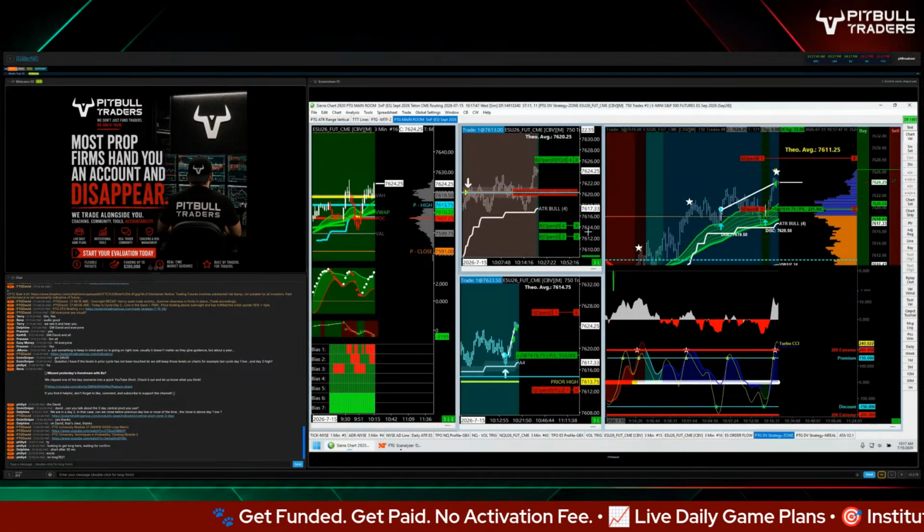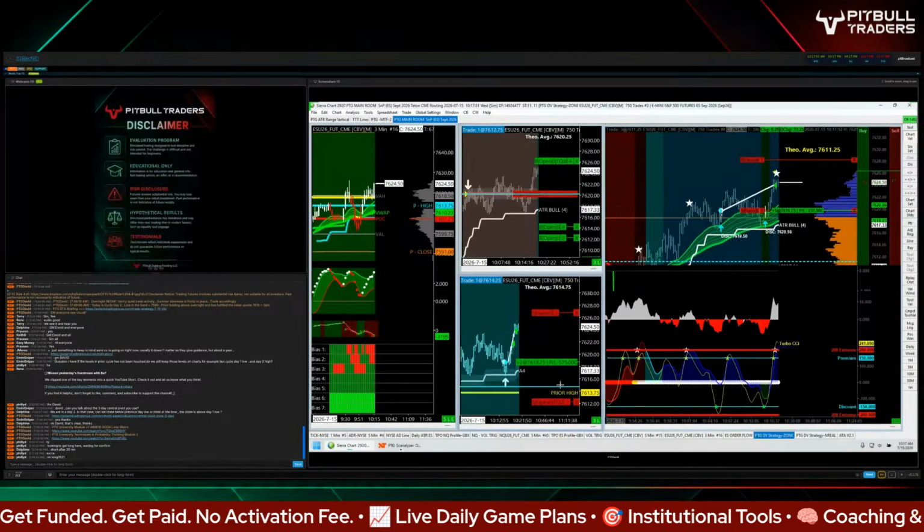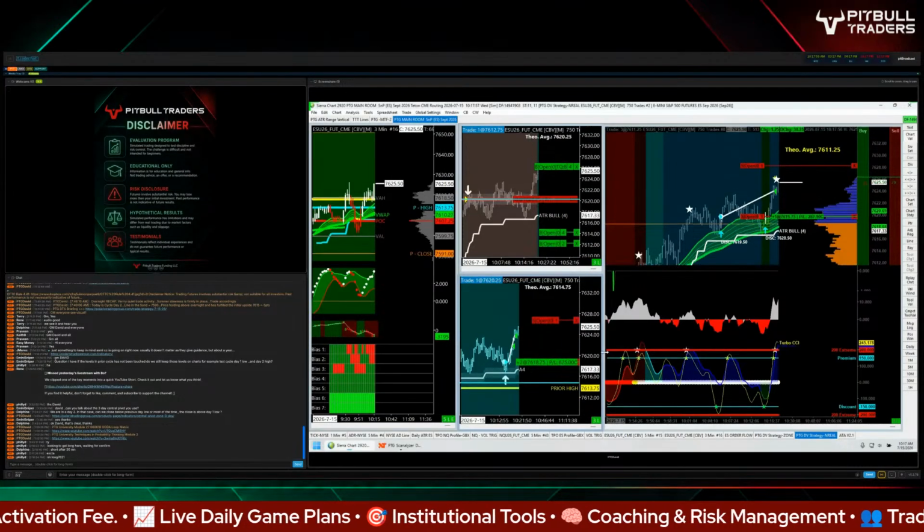Still hanging on a thread, but looks like we're going to get stopped out on the A10 side. So the A4, two take profits. We're going to move the stop up there.